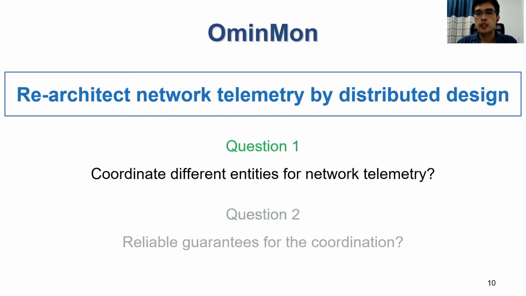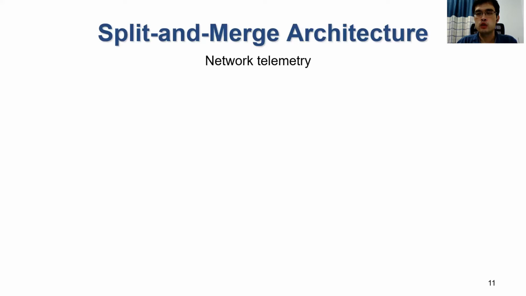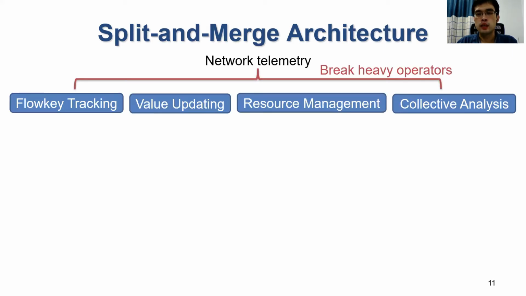We first consider the first question. Our answer to this question is to follow the split and merge principle to propose a novel distributed architecture. We divide the network-wide monitoring into 4 partial operations. Each partial operation is responsible for a piece of monitoring logics. This breaks the heavy individual operators in traditional solutions.